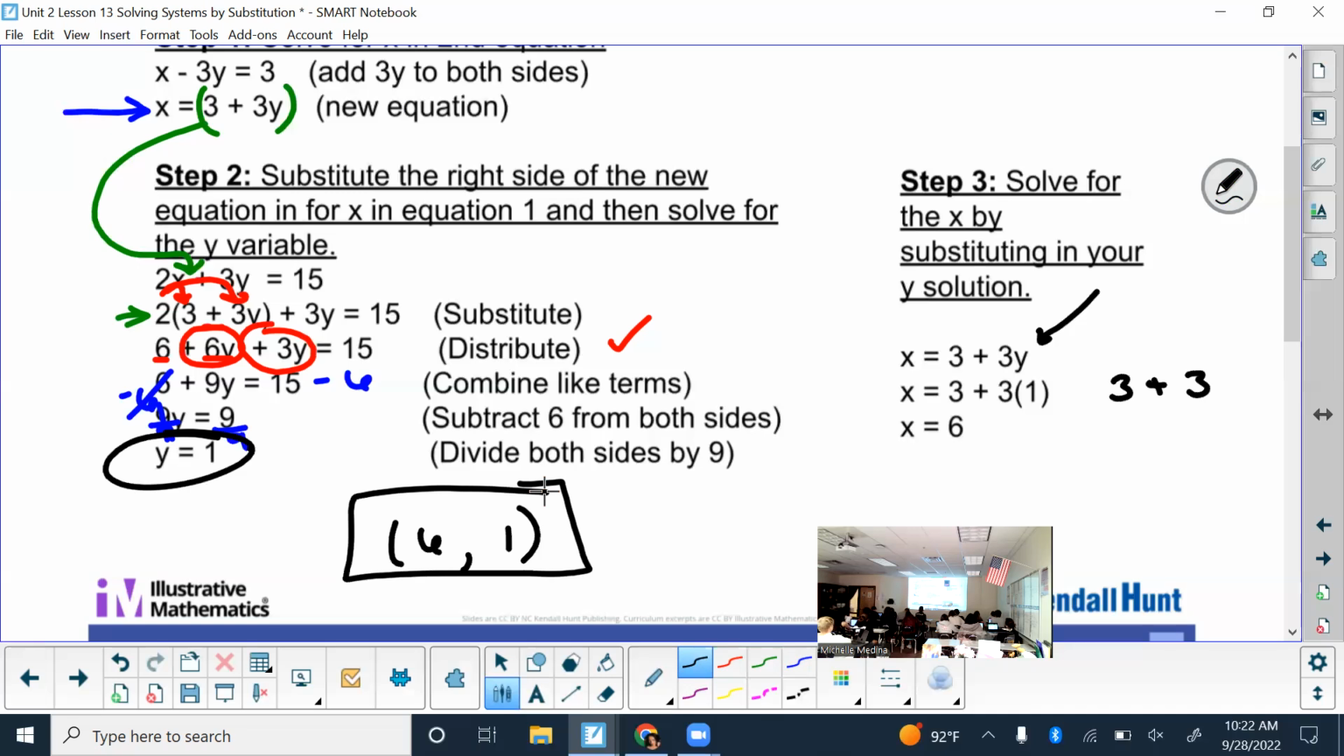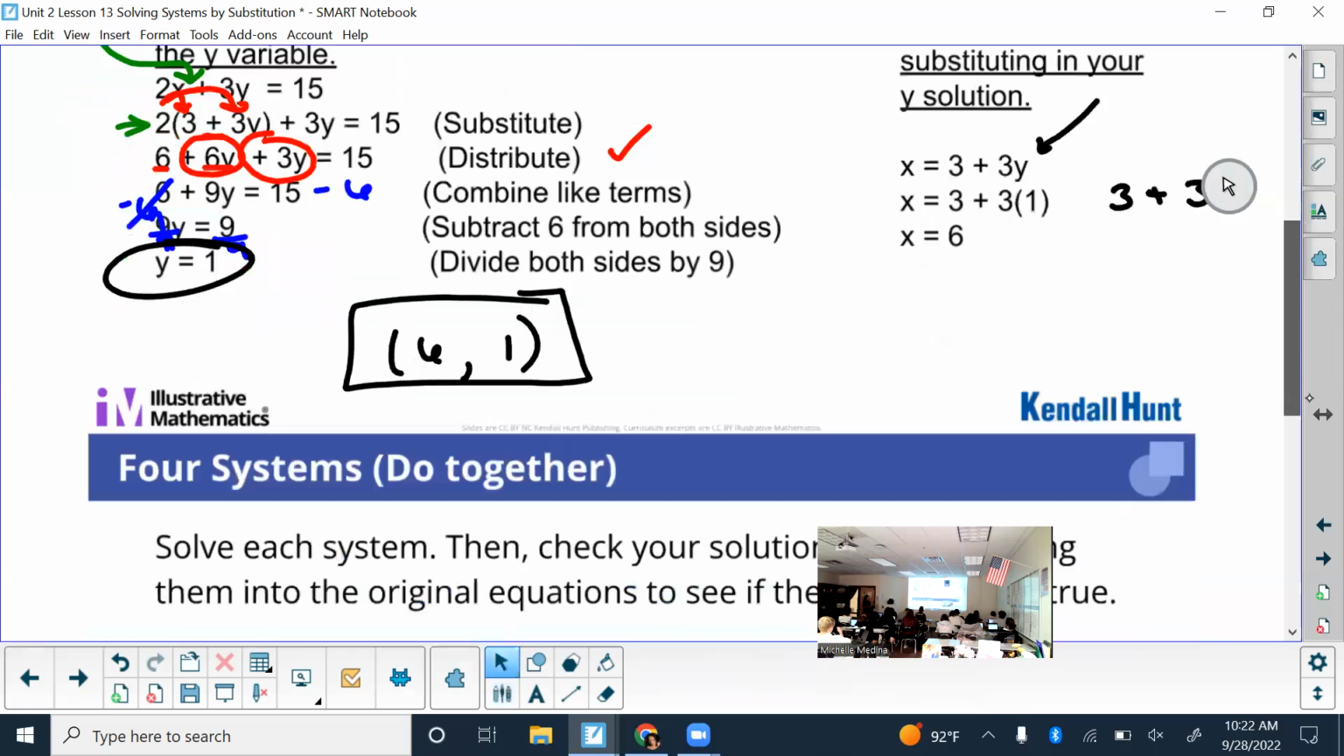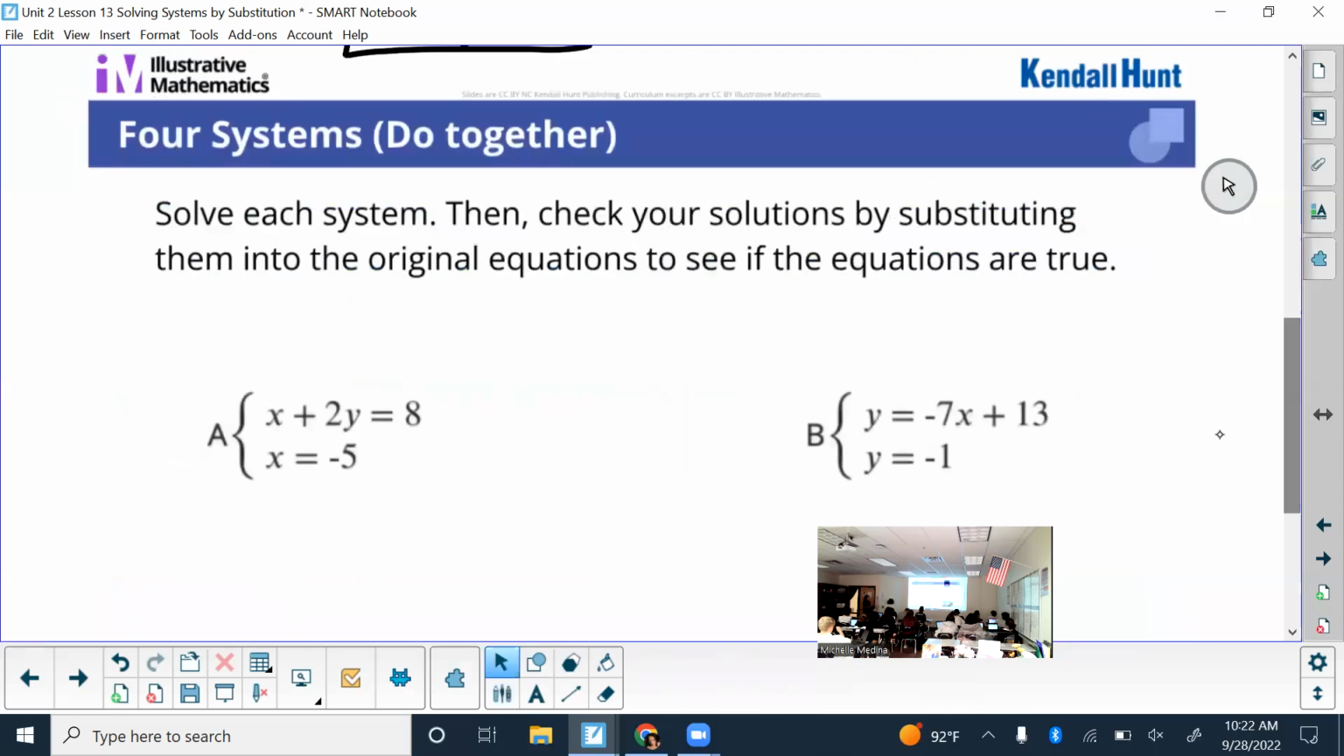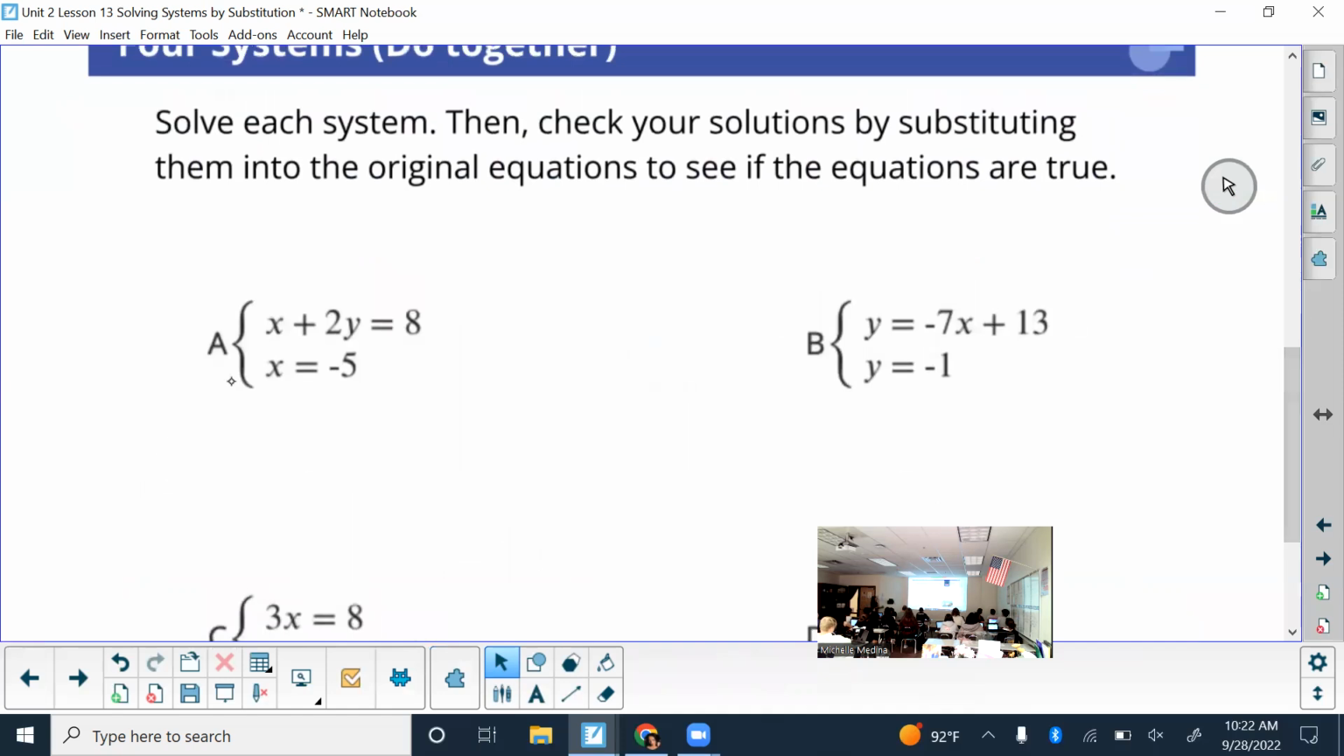All right. Questions on the process? So we'll do a few examples together, which are printed on your paper. So let's start with A. We'll do these together, but you'll help me out.